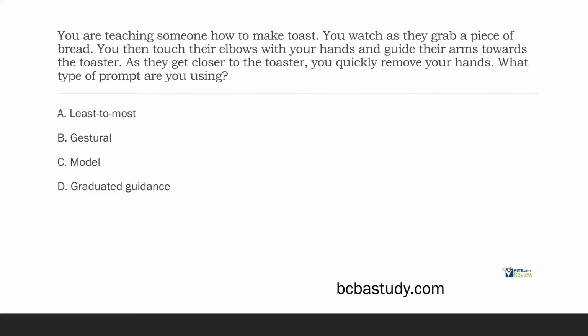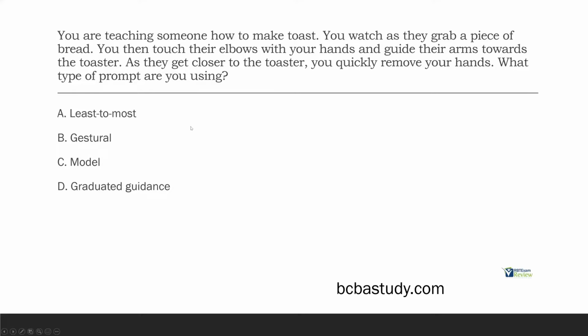Okay, if you know this type of prompting strategy, probably a 1 or 2 difficulty question. If you don't, still pretty easy, because we know what? Well, we know we're touching their elbows. Physical touch is a physical prompt. Okay, it could be partial physical. This looks like partial physical. Still a physical prompt. So if we look at A, least to most, we're never going to start a least to most procedure with a physical prompt, right? Physical prompts are the highest of intrusive prompts.